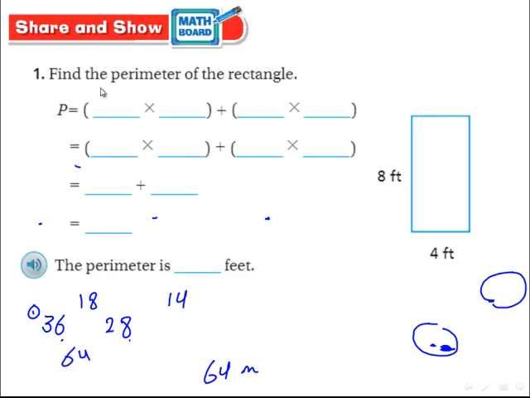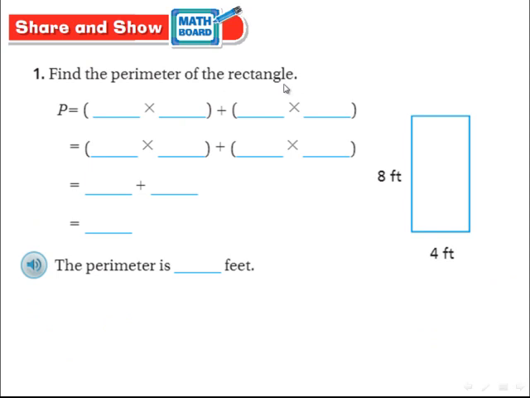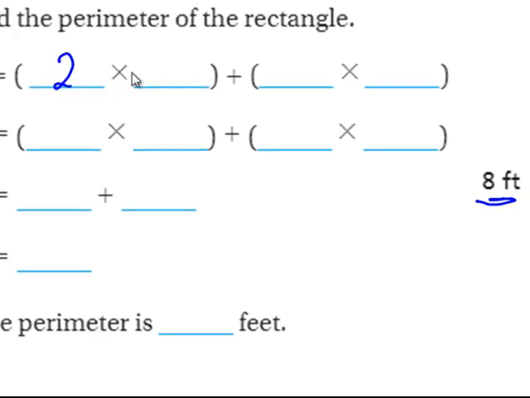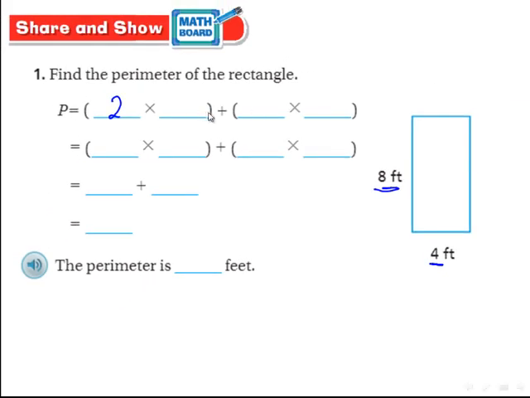Let's practice more. Share and show part. Find the perimeter of the rectangle. I have a rectangle. Its length is 8 and its width is 4 feet. The unit is feet. Now, our new formula is 2 multiply what? Plus 2 multiply what? Great.